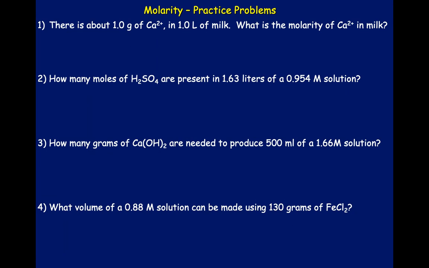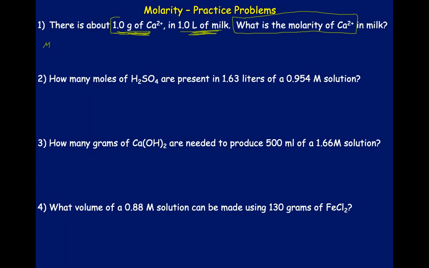So the first one says you're given 1 gram of calcium ions in 1 liter of milk. That's the thing you're given. I like to box off what I'm asked. I'm asked the molarity of my solute, which is my calcium ions. The fact that it's an ion really doesn't matter. We talked about electrons weighing almost nothing, so we're going to assume calcium is just regular calcium.